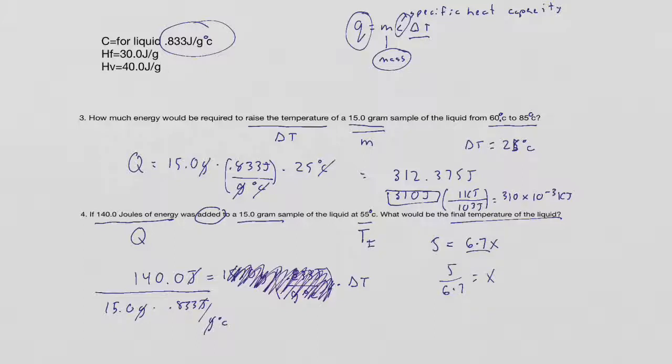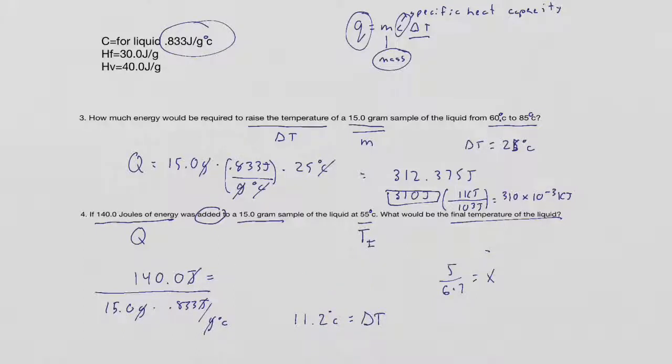So I'll break out my calculator again. I have 140 divided by 15 equals, and then divide by 0.833, and I get 11.2 degrees Celsius. That's got 3 sig figs on it, by the way. And here's the thing: this is how much the temperature is going to change. This is our delta T, right? So in the end, we now know what our delta T actually is, all right?